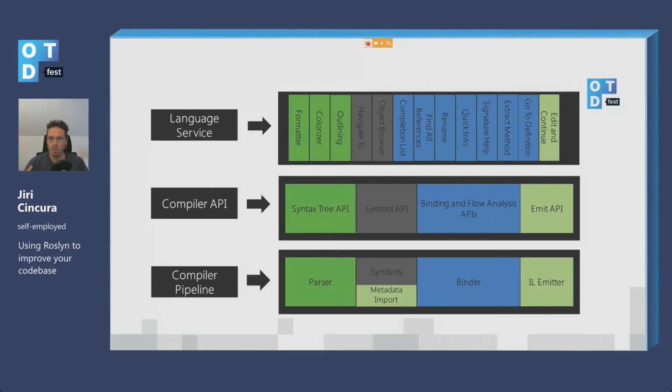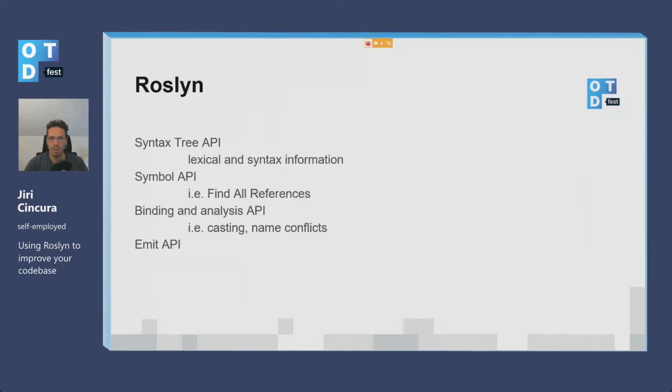Obviously, you want to start on the top layer because it's the easiest one and there's a lot of stuff done for you, but you can actually go a little bit lower and, for example, extract the syntax tree and manipulate with the syntax tree yourself, or check what's done on the syntax tree level.